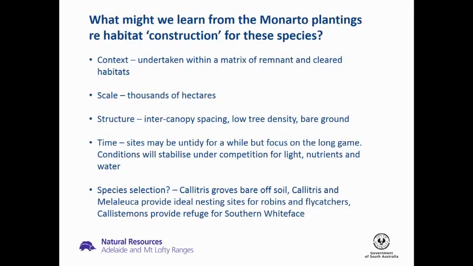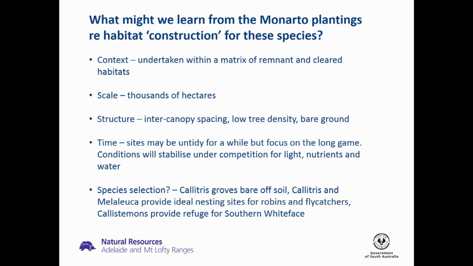So what can we learn from those Monarto plantings? I think there's stuff that we already know. It's context. Obviously, they were undertaken within a matrix of remnant habitats. The scale, thousands of hectares. That's the scale at which these populations operate. The structure, the intercanopy spacing there, we've got low tree density, we've got bare ground. They're a fantastic time surrogate. Some of the work that other people are talking about, we have a time surrogate in a way here.